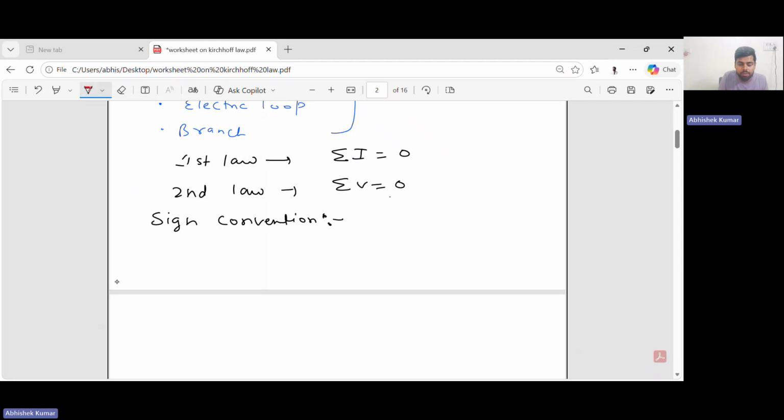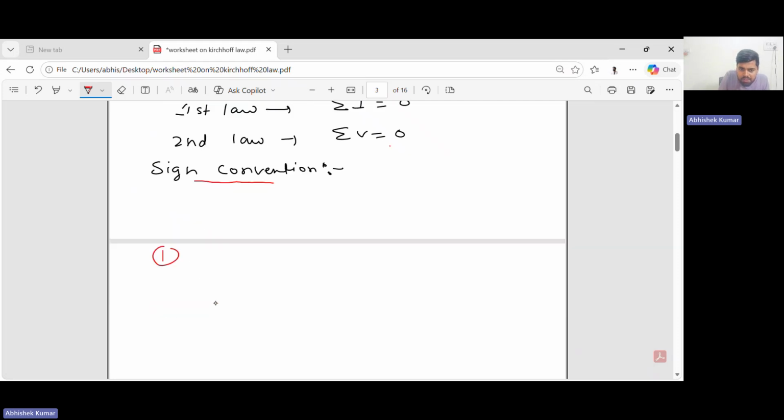Now let's go ahead. Suppose there is a network like this. This is the positive terminal and this is the negative terminal. This is B and this is A, as I always give to you. If I ask what is the potential from A to B, I am moving from A to B. Listen very clearly.